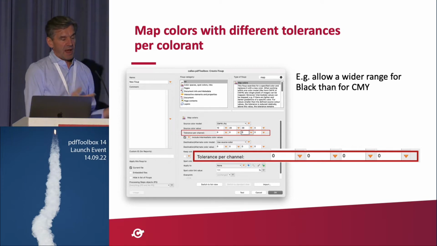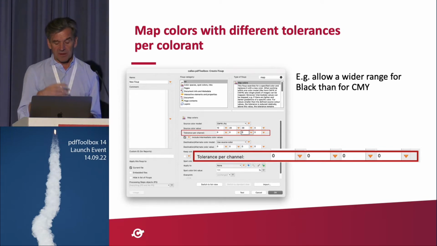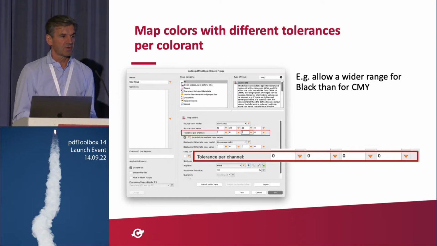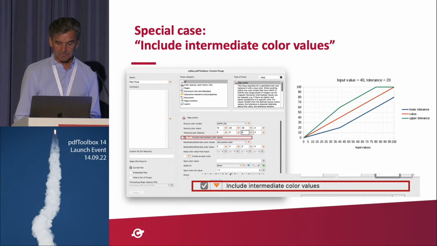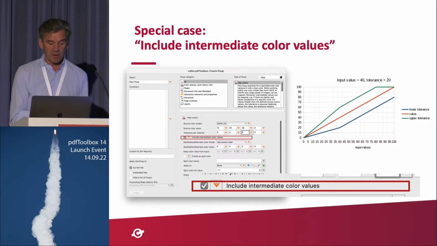Of course, if you have an existing fix-up that is based on map colors and only uses one tolerance, the engine will internally translate that into something where the tolerance is the same in all 4 colorants. As I've said, this is also somewhat complex, probably not important to everybody, but I wanted to mention it.